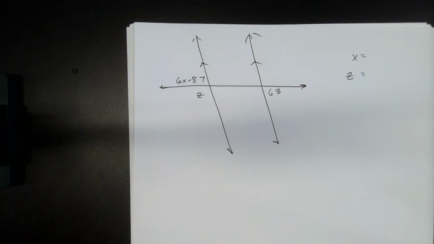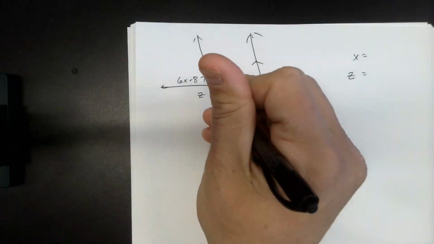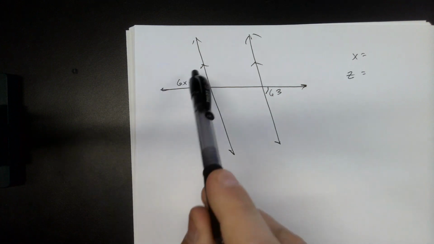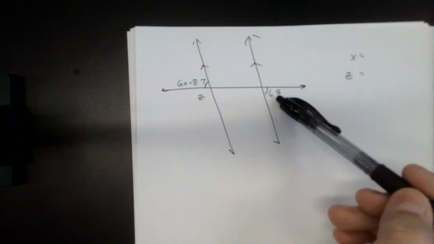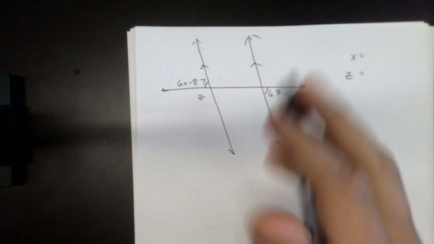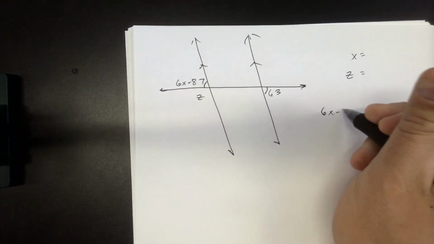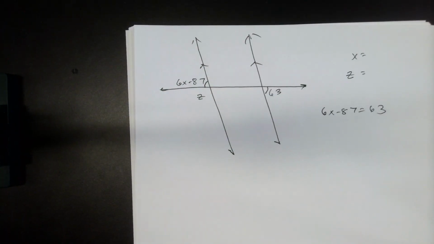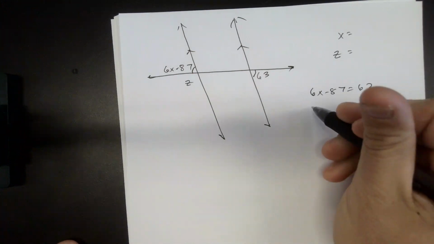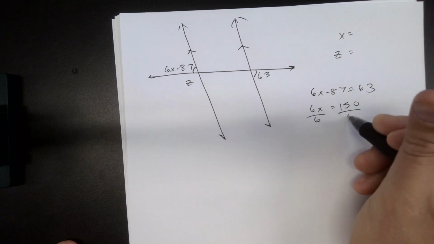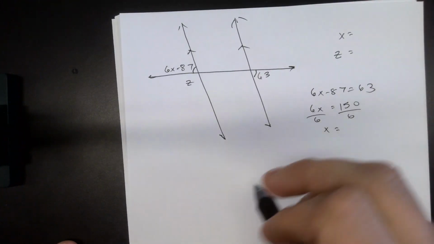So we know a couple things about this diagram. In this case right here, we know this angle is congruent to that angle. By what theorem do we know that this angle is congruent to this one? Alternate exterior. If they're congruent, it means they're equal. So to find x, we set those two equal to each other and solve. So 6x equals 150. Divide by 6, x equals 25.